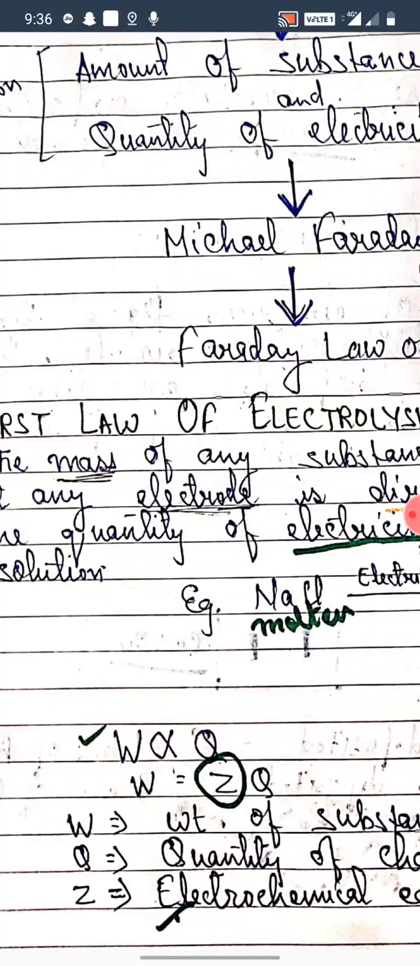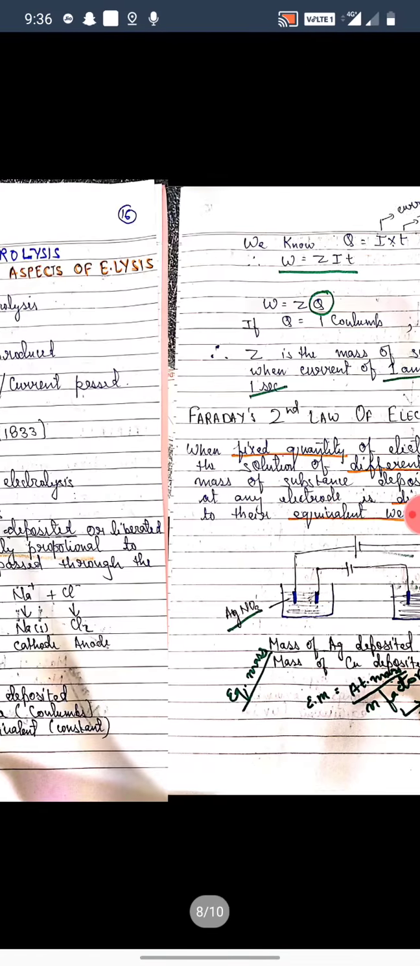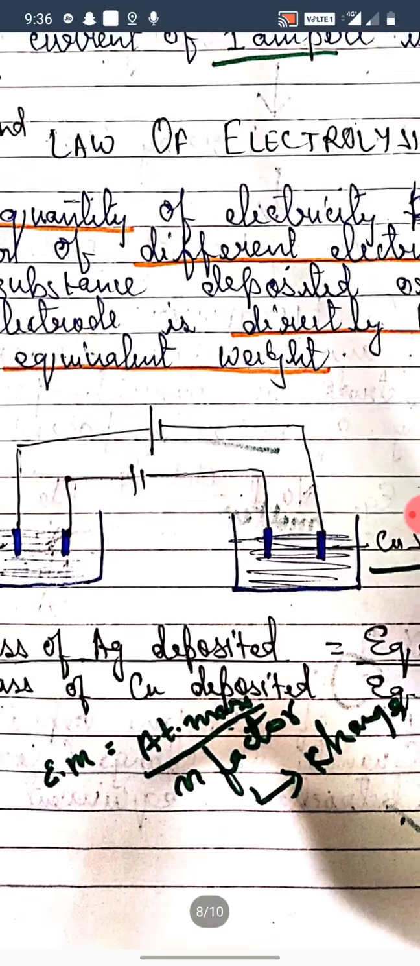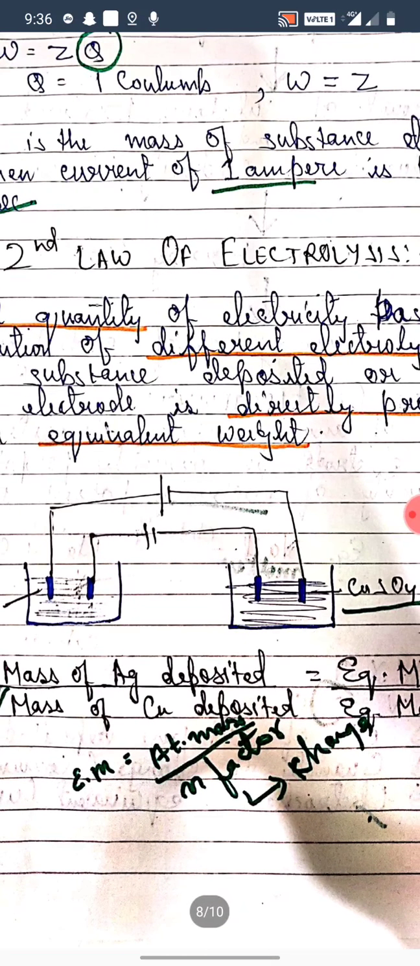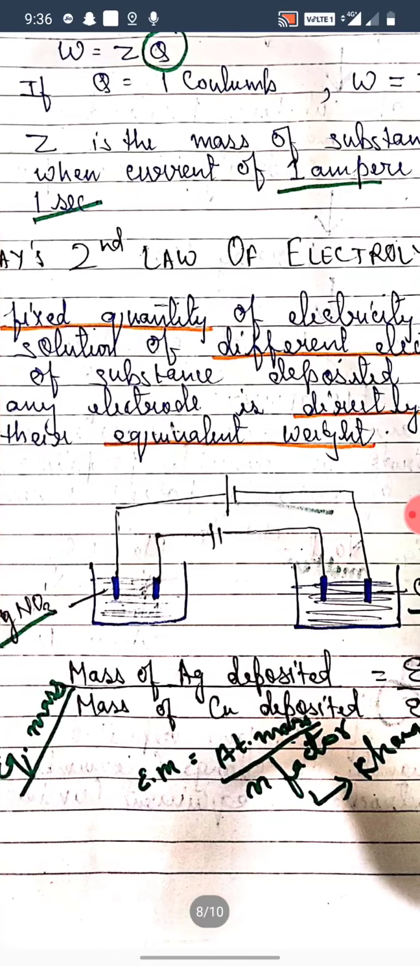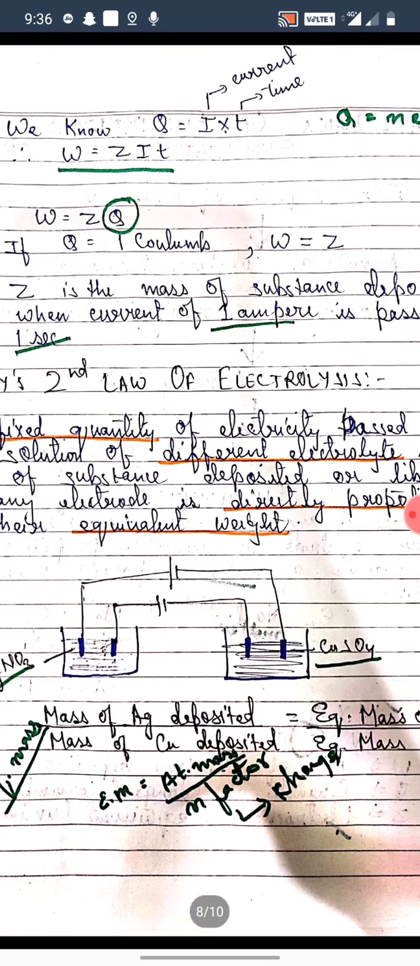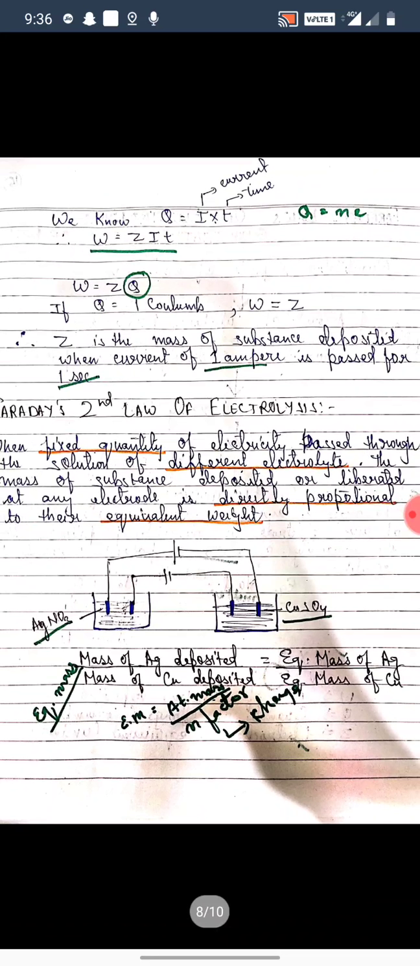We also discussed the second law of electrolysis. The second law of electrolysis is about connecting two or more cells in series, as you can see here in this example. And this law related the mass of the substance deposited with the equivalent mass.